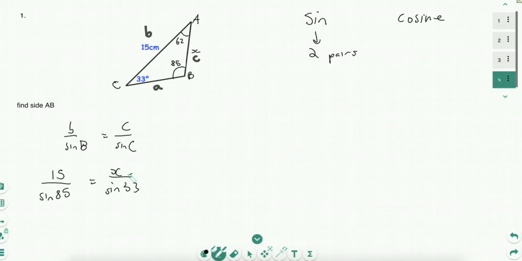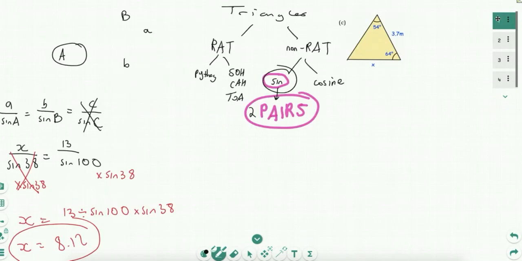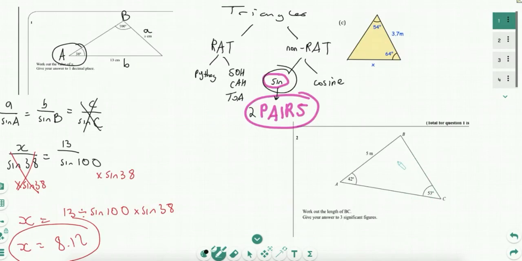Let's isolate x. Well, x is being divided by sine 33, so we'll times by sine 33 on both sides. So it's going to be 15 divided by sine 85 times sine 33, which is 8.2. This divide and times sine 33 cancel out, so 8.2 is x. And that is your answer. So feel free to try this question over here.